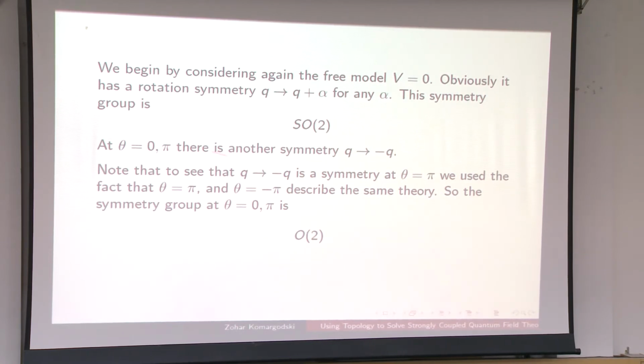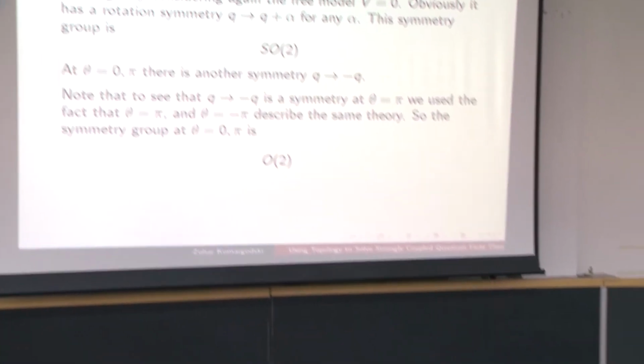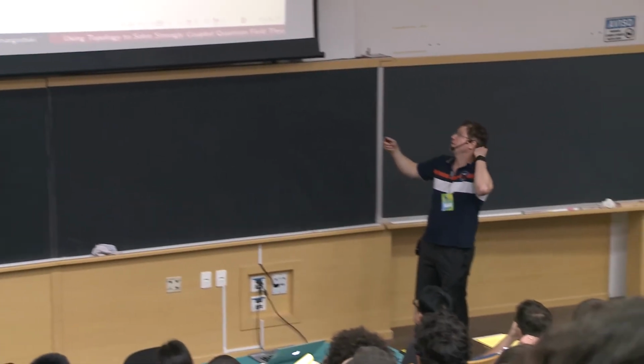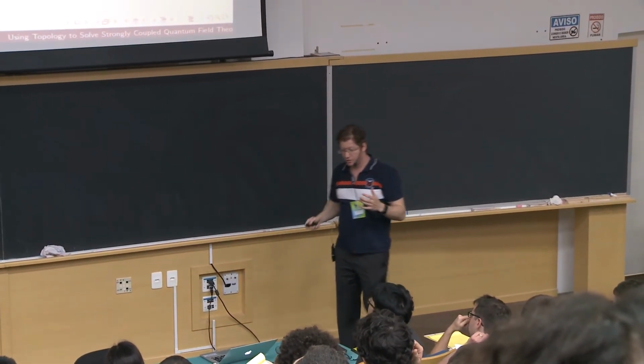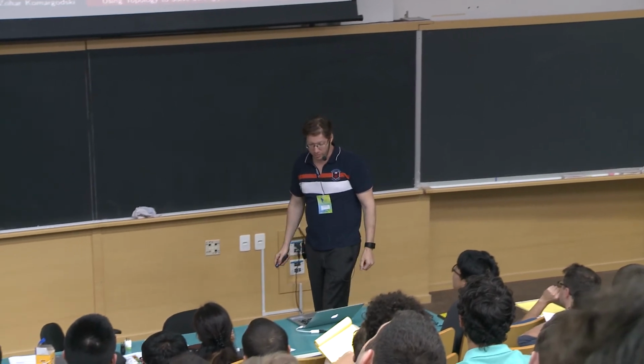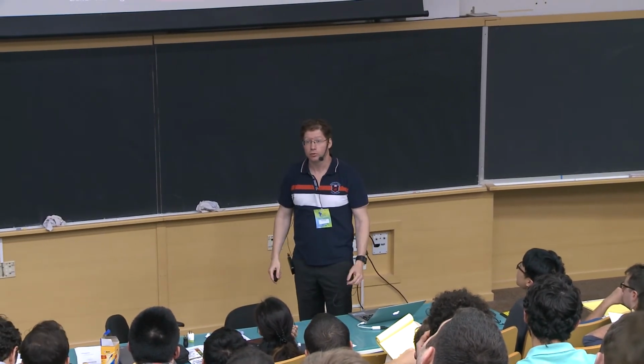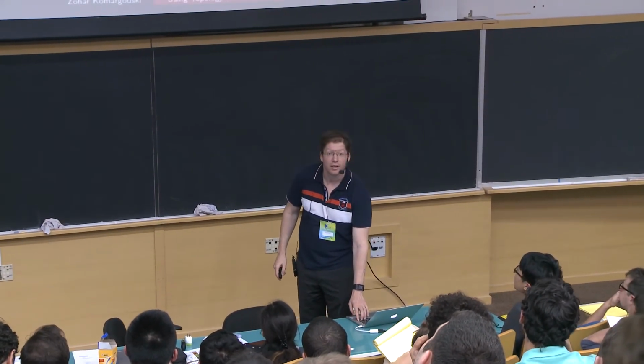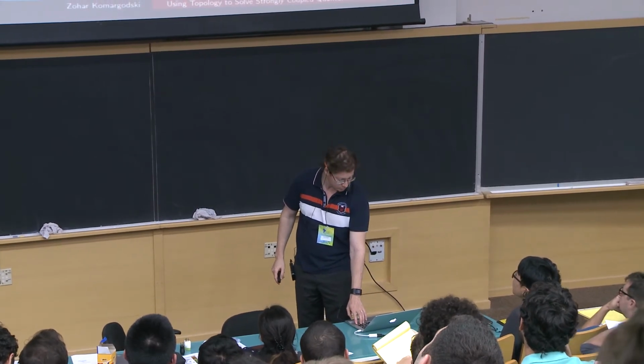So at both theta equals 0 and pi, and only at 0 and pi, there is this additional discrete symmetry of a reflection of the ring, because pi and minus pi are the same. So the full symmetry group at 0 and pi is O2, while the full symmetry group away from 0 and pi is just SO2. This is a subtle difference that would make a huge difference in the dynamics, that the symmetry is elevated or extended to O2 rather than SO2 at theta equals pi and 0.